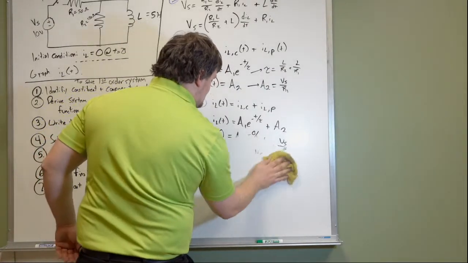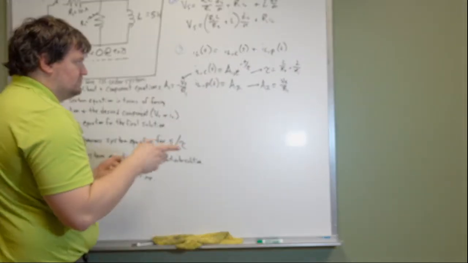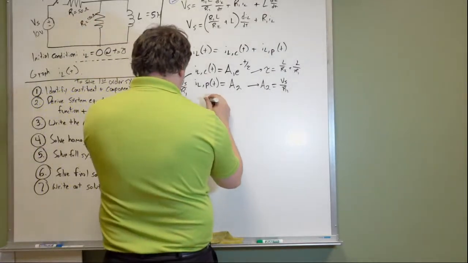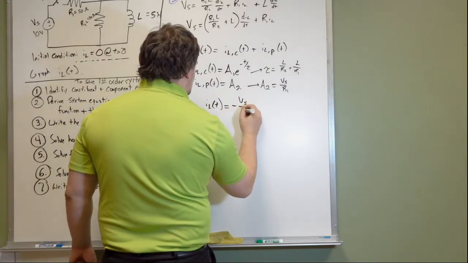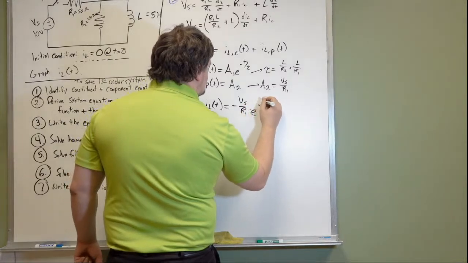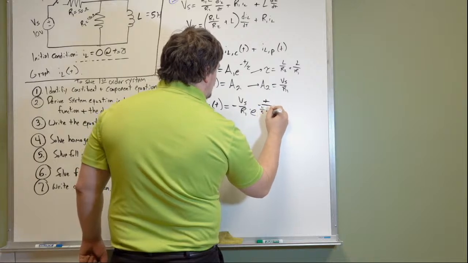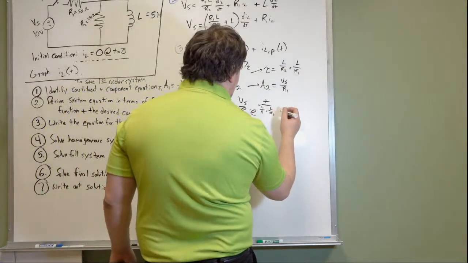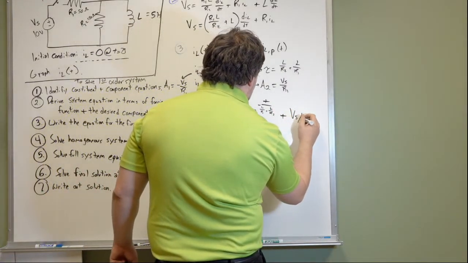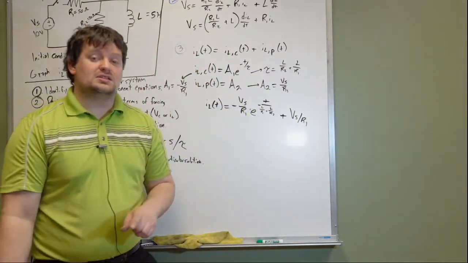And then I'll erase this. The last step is we take the equation that we just wrote out, 3, and we write it in terms of all of our variables. So here we have IL as a function of time is equal to negative Vs over R1 times e to the negative t over L over R1 plus L over R2. You could clean this up if you really wanted to. I'm going to leave it like that. Plus Vs divided by R1. Wow! There's a whole lot to unpack in here.